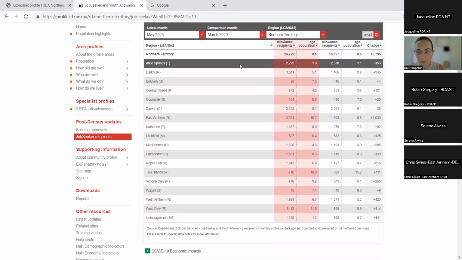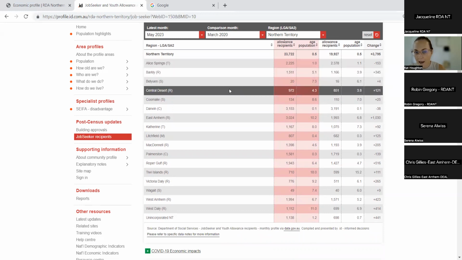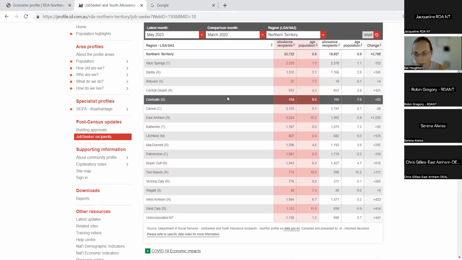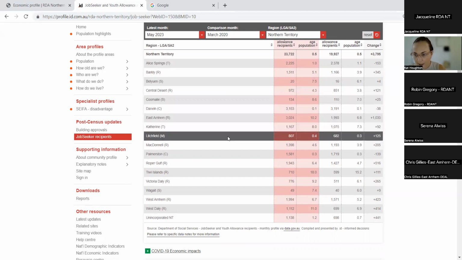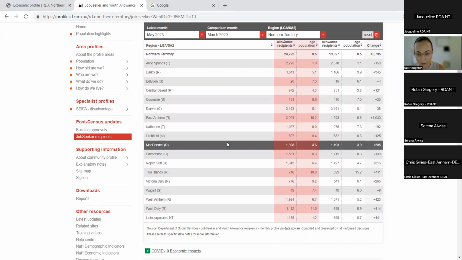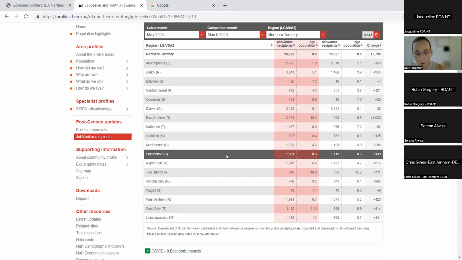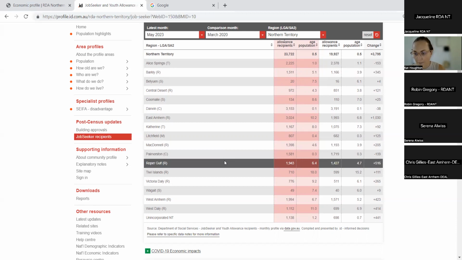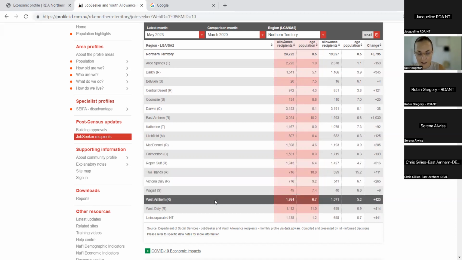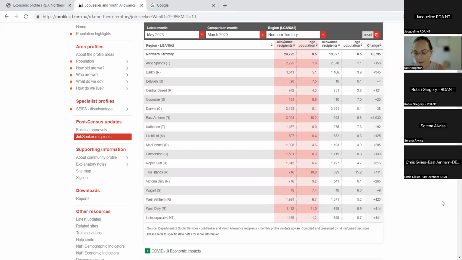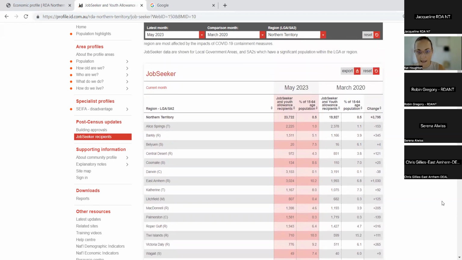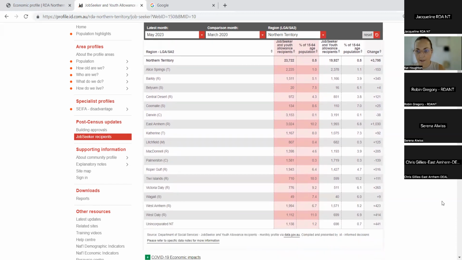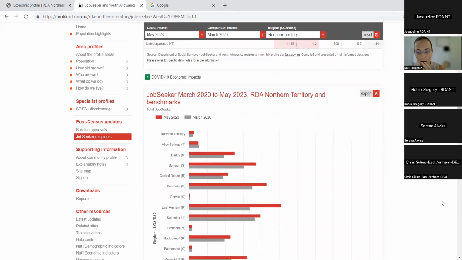We can move down here and see Alice Springs, which has actually fallen by 153. We can see it's mainly in the Indigenous communities where we're seeing an increase. I suspect that's partially because there may be greater access to services in those regions, correct me if I'm wrong, or there's been a change in funding mechanisms for particular areas. Across all of the Indigenous areas, we're seeing fairly strong increases in people accessing JobSeeker or Youth Allowance payments. It's a really great way to monitor what's happening in your community.